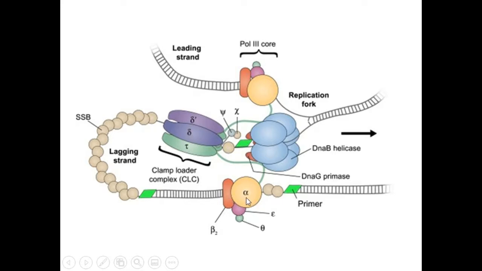And also we have polymerase 3. The polymerase 3 has alpha subunit, beta subunit, epsilon subunit, and theta subunit. And then we have the clamp loader, and they tried to put both together, right? So that's a replisome. This is just a cartoon to show you the replisome.